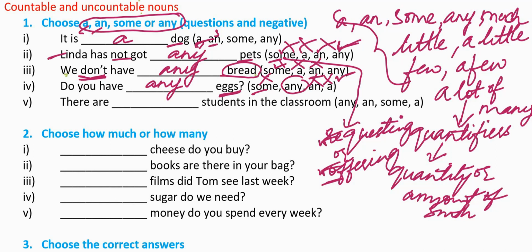Fifth one, there are dash students in the classroom. Now the students are countable. You can count the number of students. 1 student, 10 students. So the sentence is positive here. There is no not, there is nothing negative in the sentence. So you use some students. I told you some can be used with countable and uncountable nouns. So there are some students. You use some when you don't know exactly how many students there are. Okay, I hope you understood the quantifier.